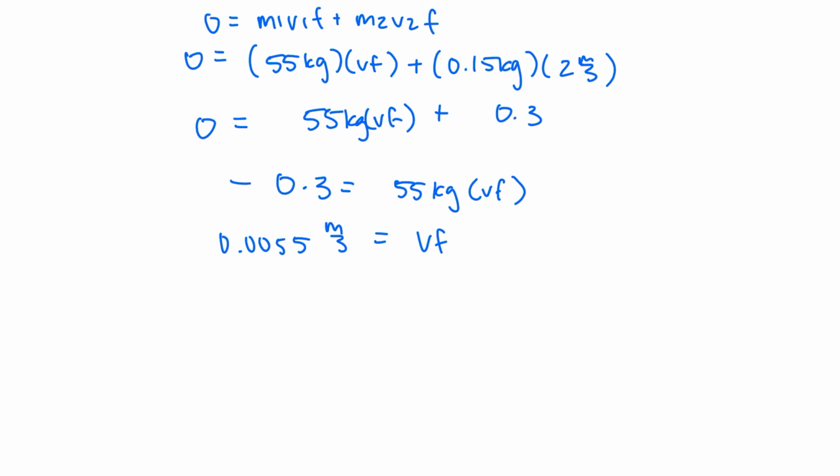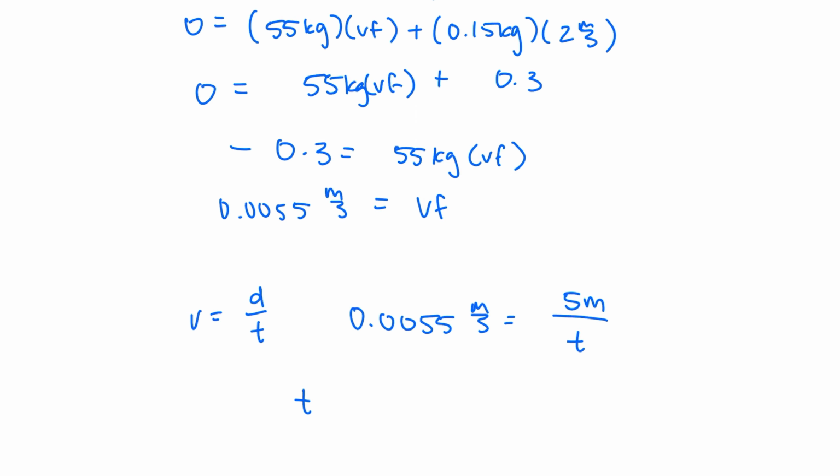So he's 5 meters away from land, and he's moving at 0.0055 meters per second. So we can just plug this into the velocity formula. So v equals d over t, so 0.0055 meters per second equals 5 meters over time. Solve for time, and we're gonna get 909.09 seconds.